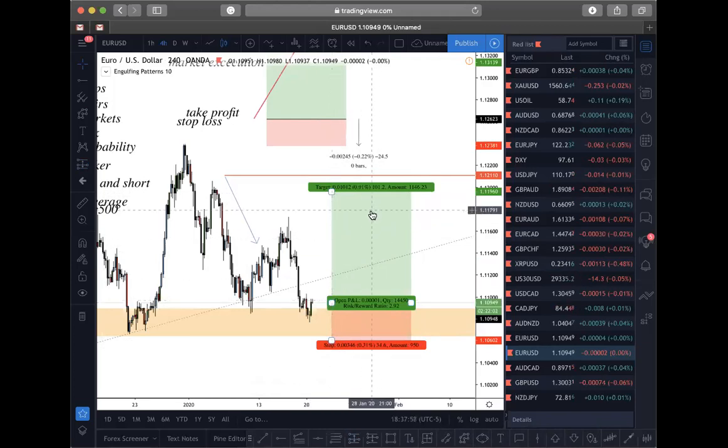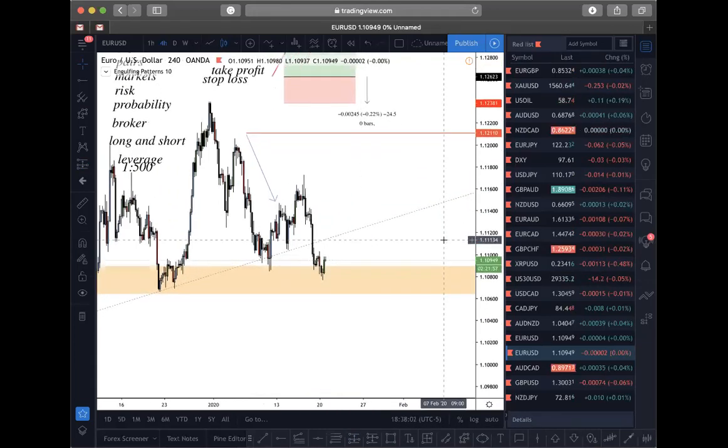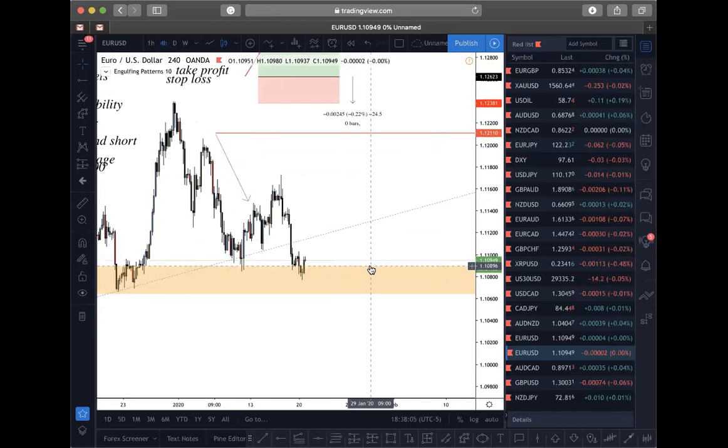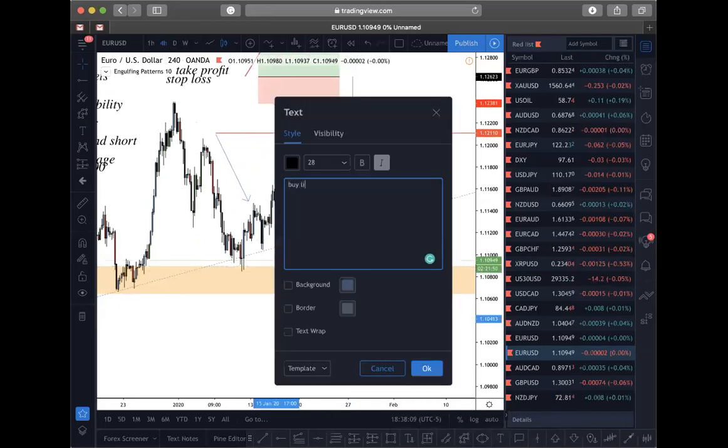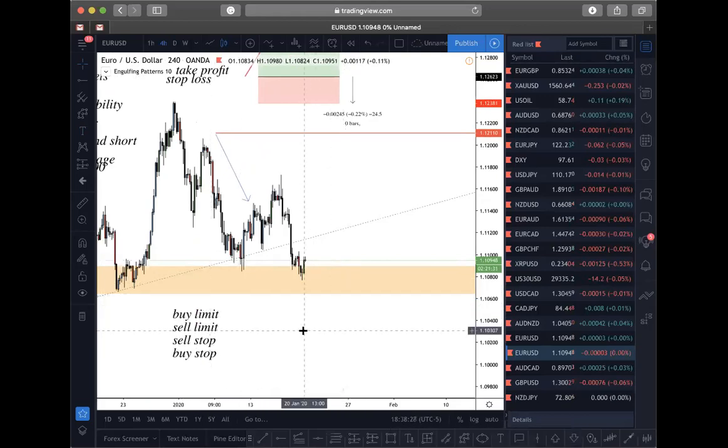Then we have what we call a buy limit, right? We have a buy limit, and I have the stop, and I have the buys, right? So these are all the other ways you can enter the market, right? And I'll send you some PDFs on this.